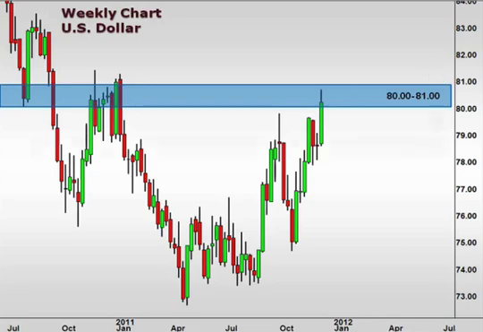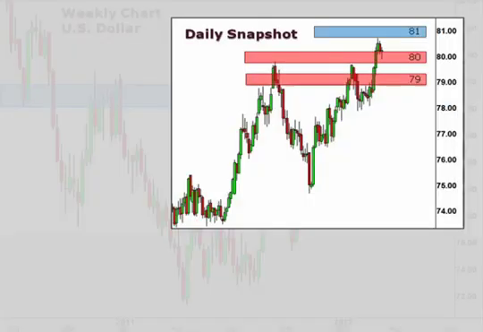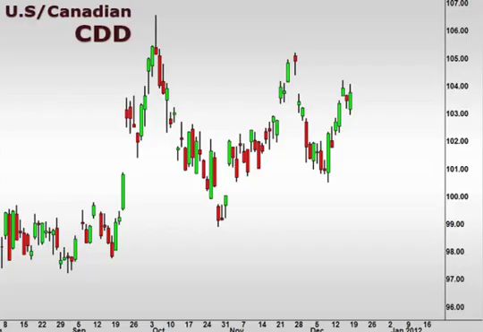However, after a month of trending to the upside, we are open to a test of the 78-79 focal zone as support. Let's take a quick look at the daily chart. The daily chart reveals a short-term support level that sits down at 80. A break below could retrace down to test 79 this week.